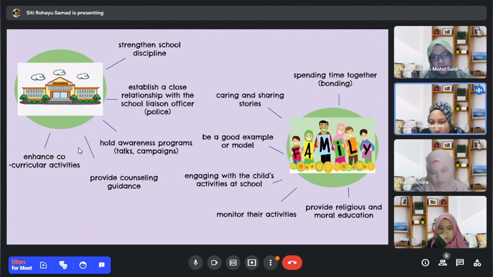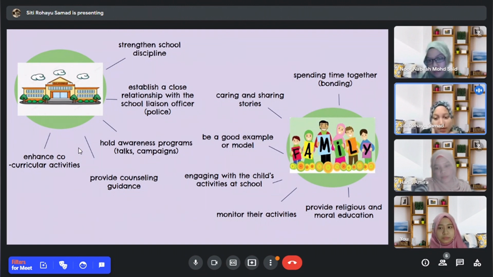And yes, parents must show a good example and be a good model to their children, and then engage with the child's activities at school so that the children will feel they are loved and cared for by their parents. And parents or siblings can monitor their activities, like getting to know where the child wants to go, with whom, and so on.